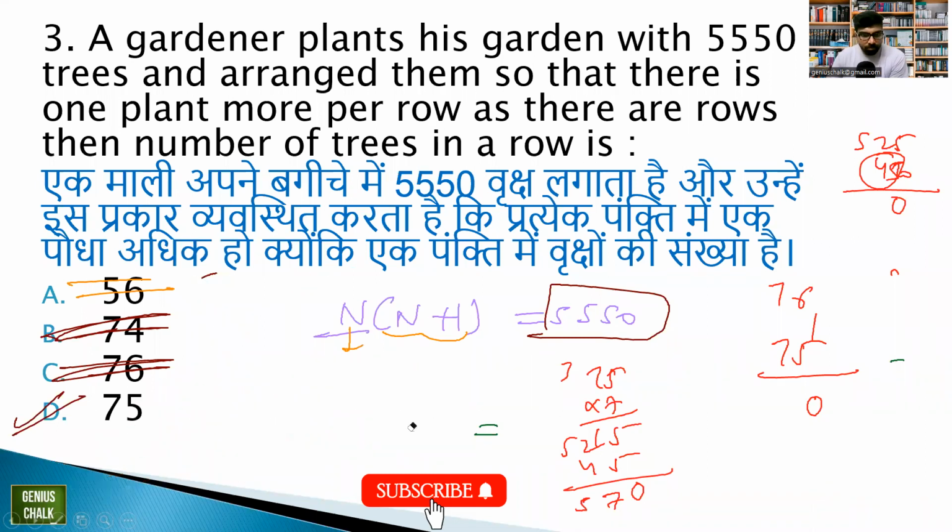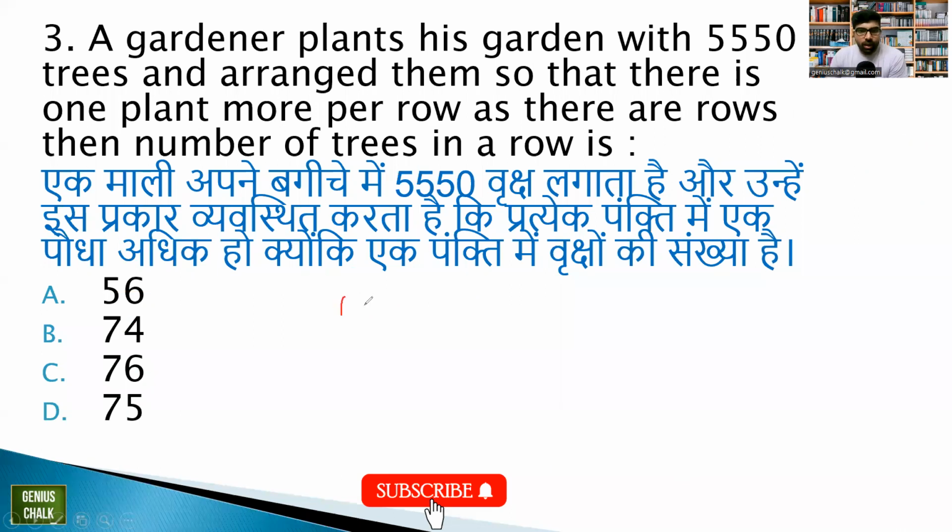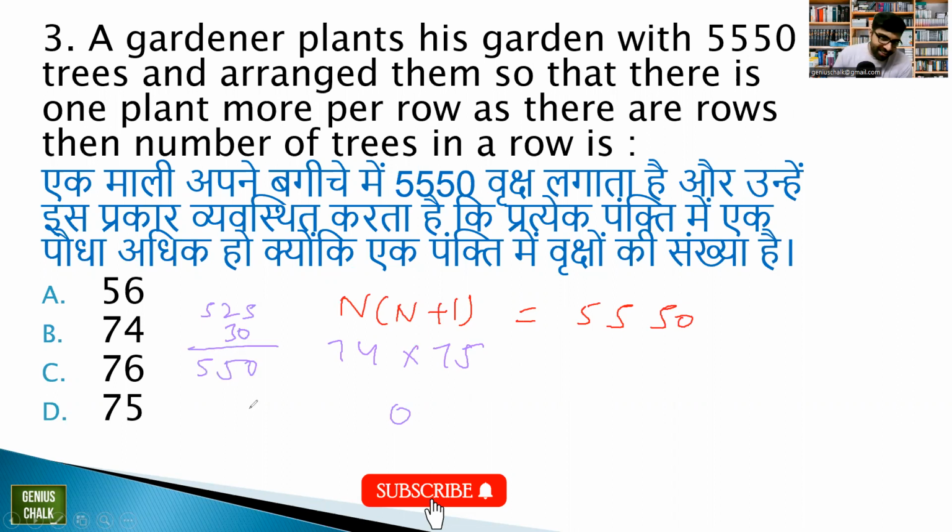Let's check it again. It has to be n into n plus 1, and that has to be 550. If you put it as 74 and you put it as 75, then the problem is 75 fours are 300, 75 sevens are 525. So yeah, we were getting the answer already.